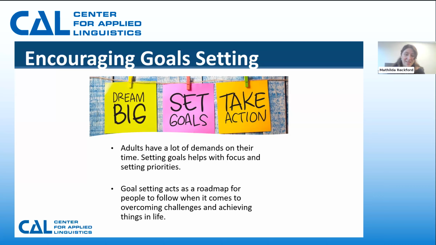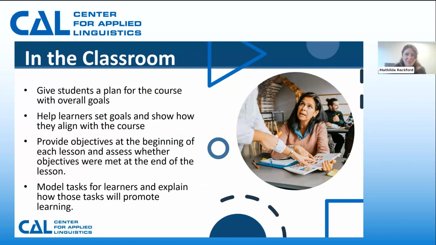There will be setbacks and challenges and bumps along the way, but having goals can provide a roadmap to get back on track when setbacks inevitably occur. And passing it on to Kate.